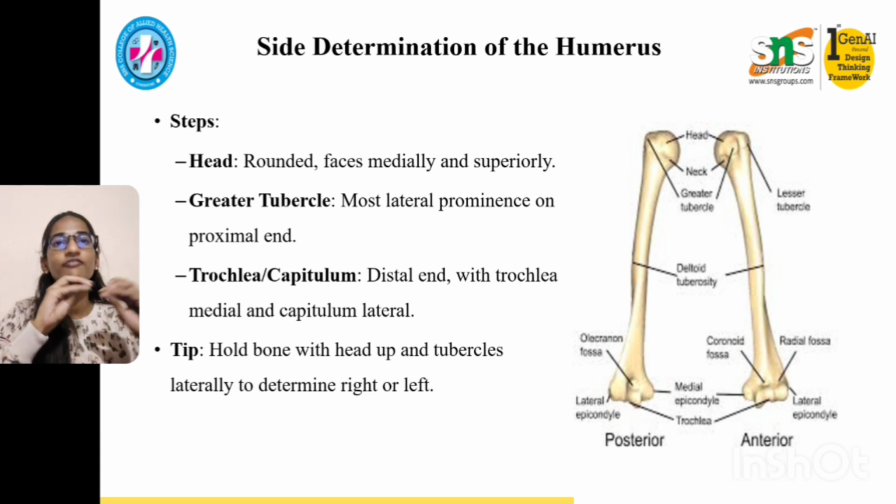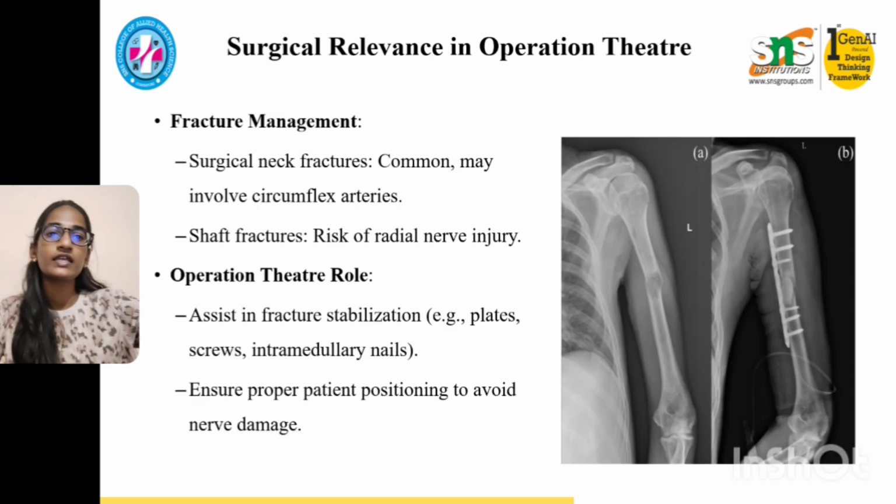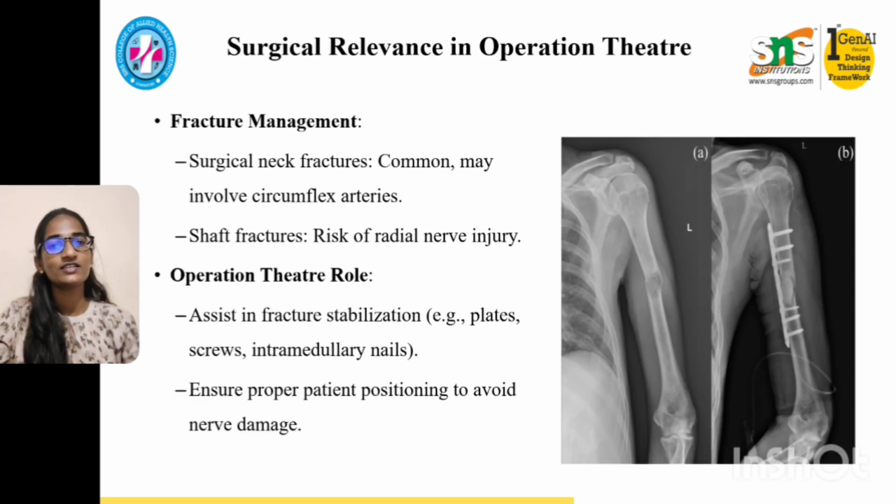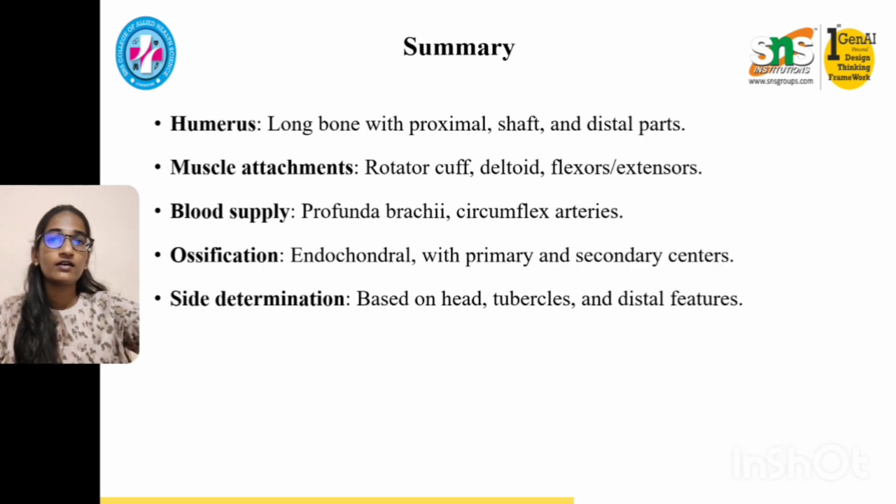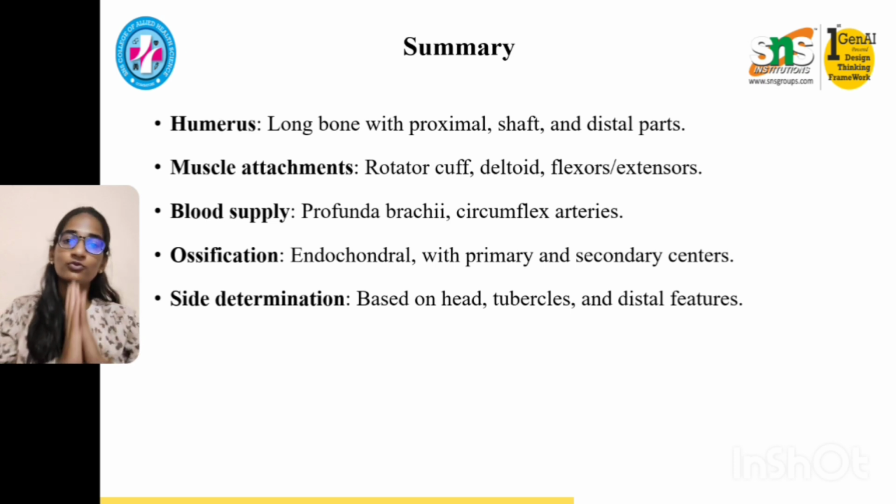So, for example, shaft fracture needs nailing. Your preparation, the nail kit, ensure the arm is stable. Next, surgical relevance. So we have already seen about it. So fracture management, operation theatre role. And in summary, I just want to wrap it.